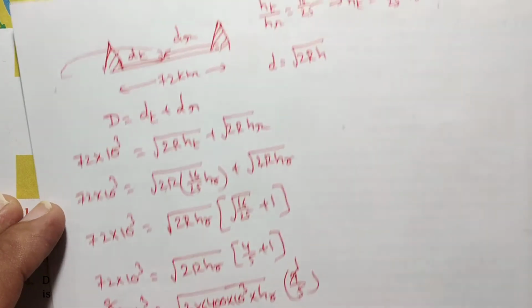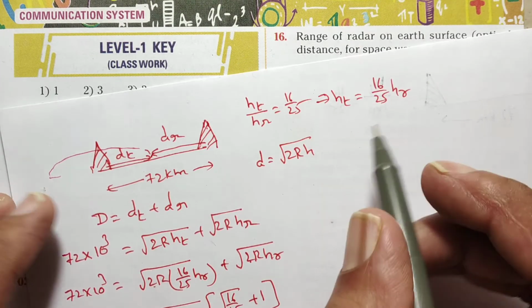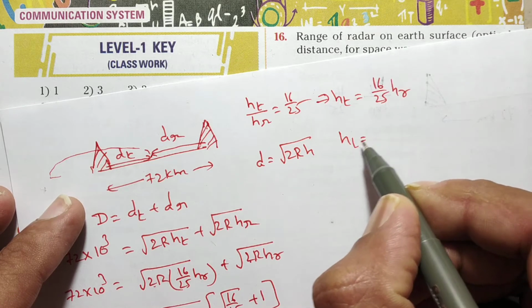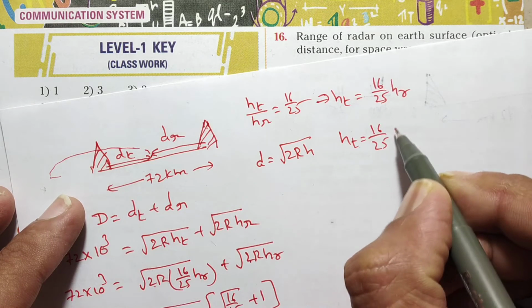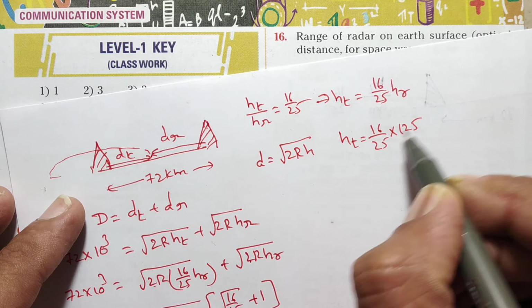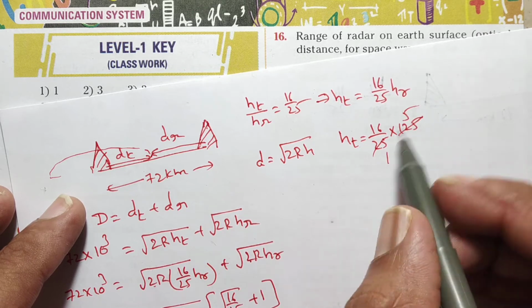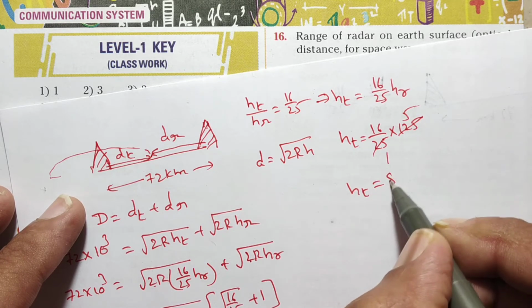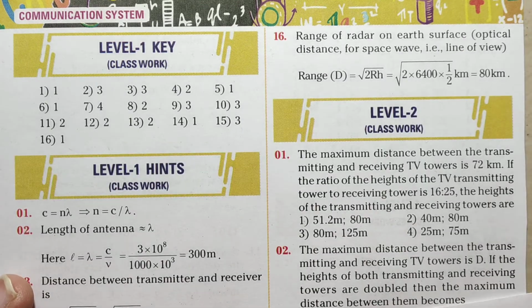If we know the HR value, how can we get HT? HT equals 16 by 25 into HR, that is 125. 5 ones are 5, 25 ones are 25, 25 fives are 125; 16 fives are 80. Now which option is correct? The third option is correct: 80 comma 125.